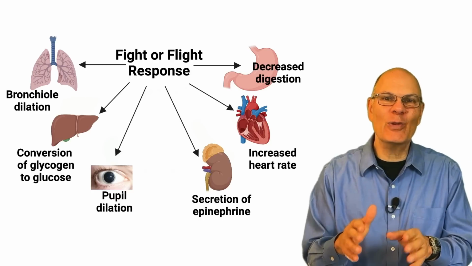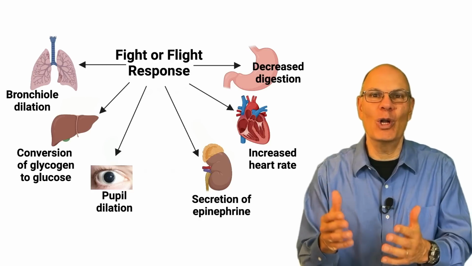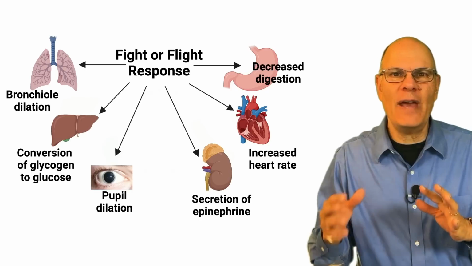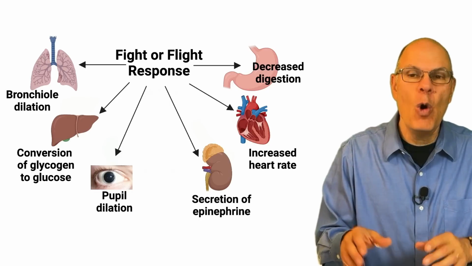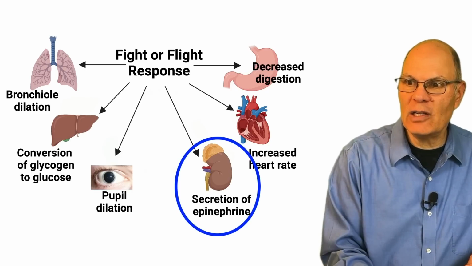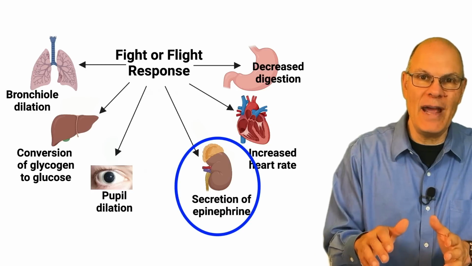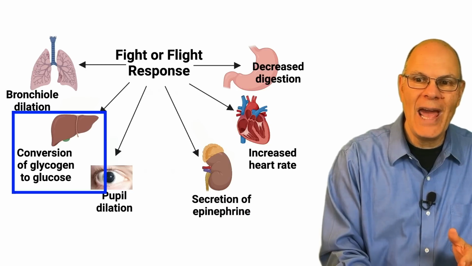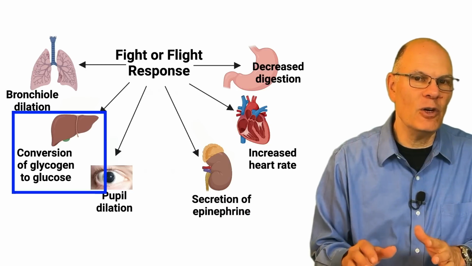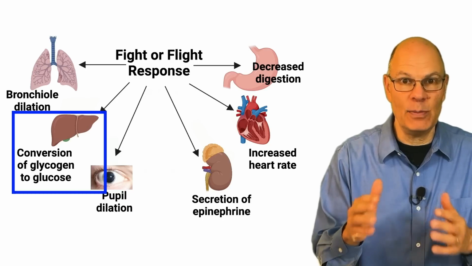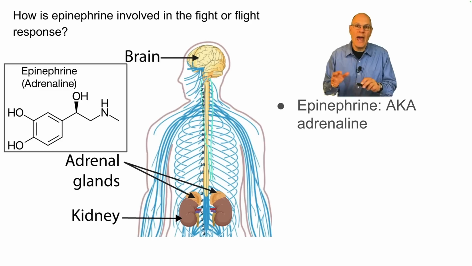The context for what we're about to learn is the fight or flight response, and that has effects throughout our bodies. One of the effects is on the adrenal glands, which produce a hormone called epinephrine or adrenaline, and that acts upon the liver to get it to produce glucose that goes into the blood as part of the fight or flight response.